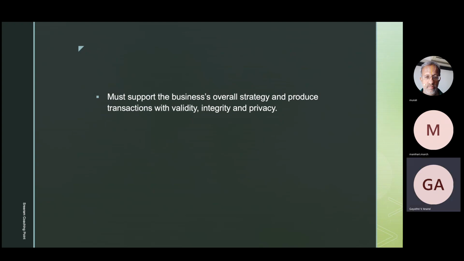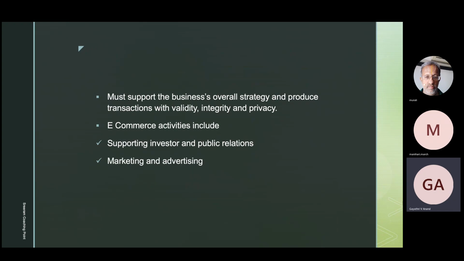So it should support the overall strategy, like business objectives. It should have validity, integrity, privacy. Then it includes supporting investor and public relations, marketing and advertising, buying and selling products and services, tracking purchases and sales order. It is a complete thing. Whenever we talk about e-commerce, just imagine you buying something from Amazon. What are the things you do? By imagining that, you will be able to answer.